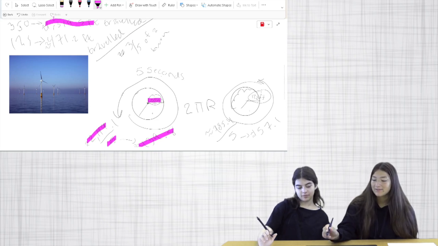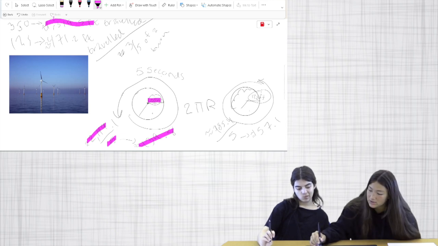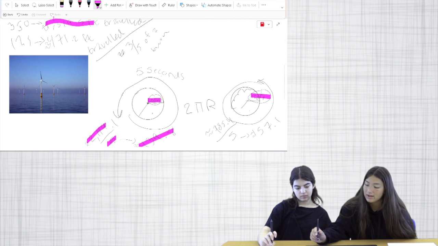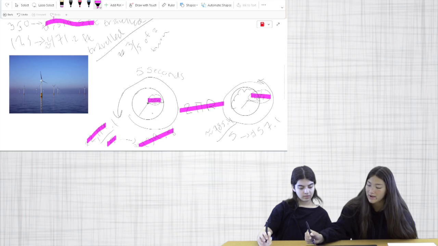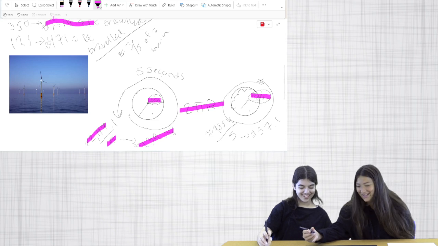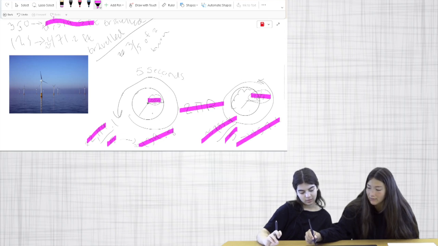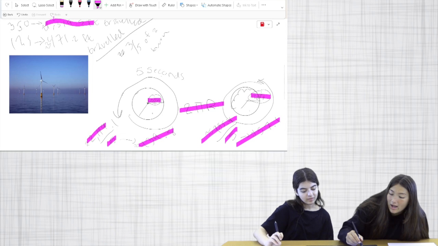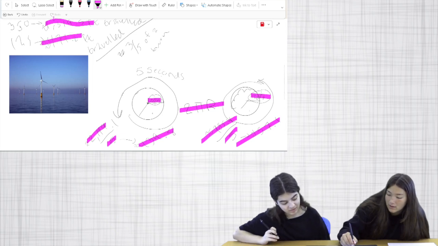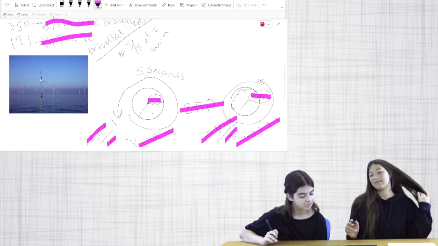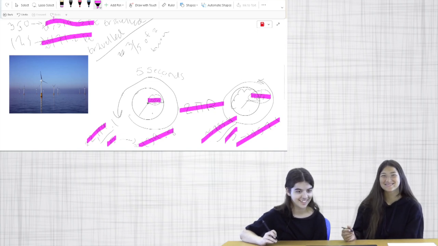And then for this one we did the same thing except we used 125. So we did 2 times pi times 125. And then we found this number and divided that by 5, and then multiplied that by 3, and we got this number up here. And that is how we found our answers.